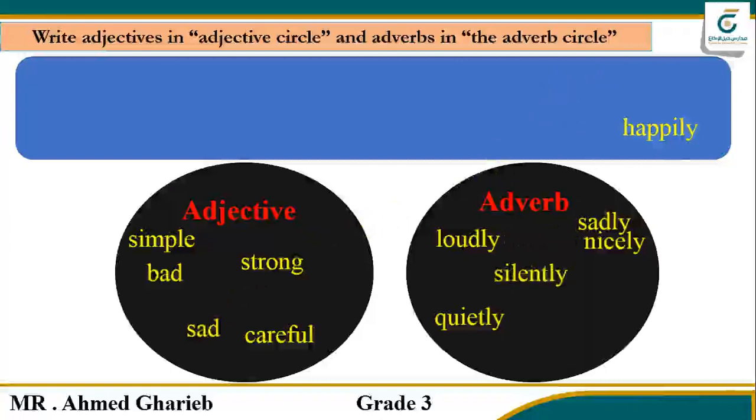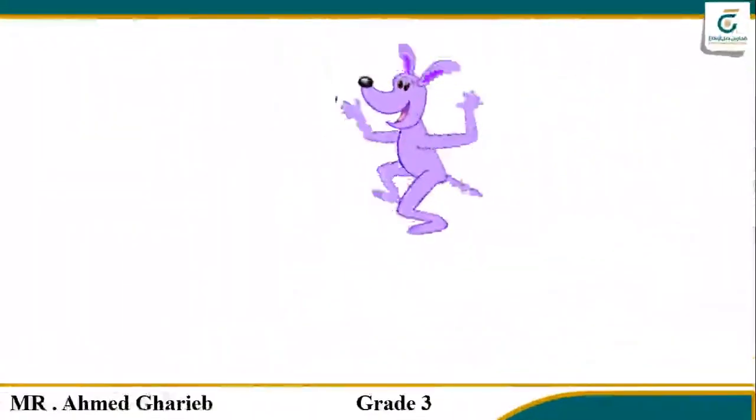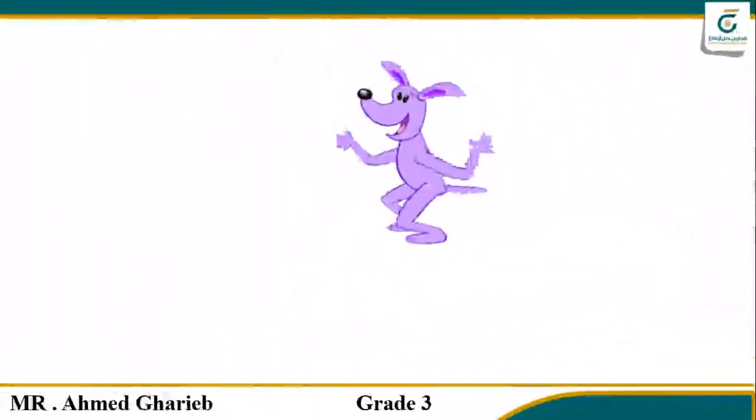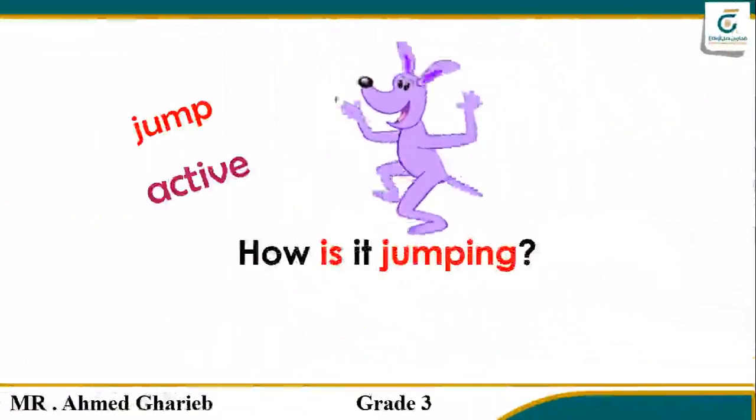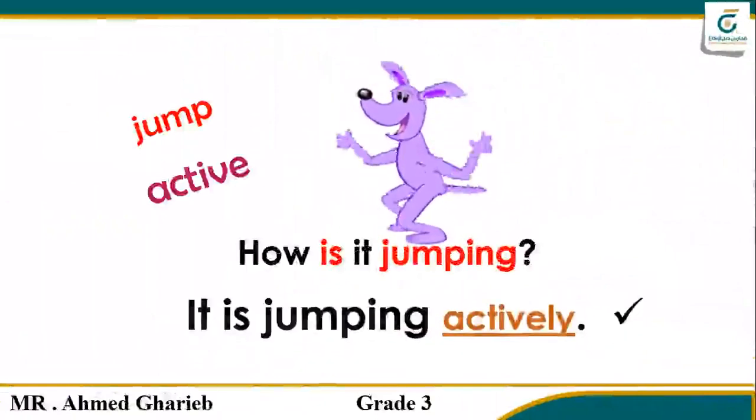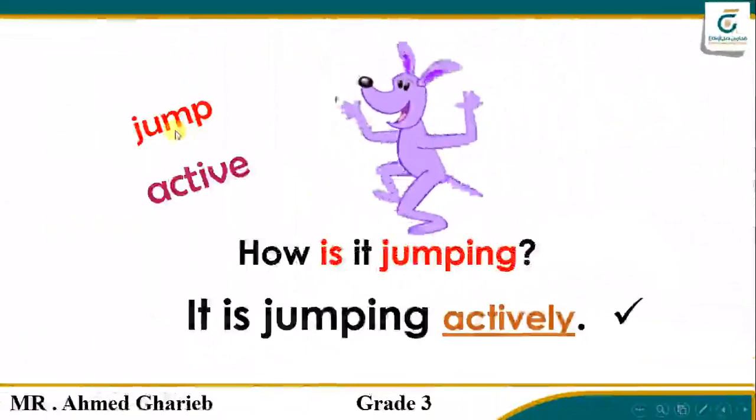As you see, all adverbs of manner end in ly. We have the adjective plus ly. Okay, let's go ahead. What is this? Wow, it's so active. Let's describe how he jumps. How is he jumping? He's jumping actively. We have the verb here and the adjective. We form the adverb from the adjective to describe the verb. Jump actively. Next.